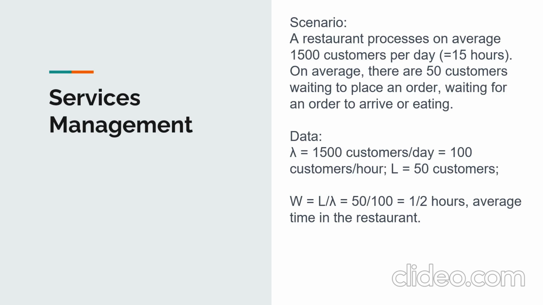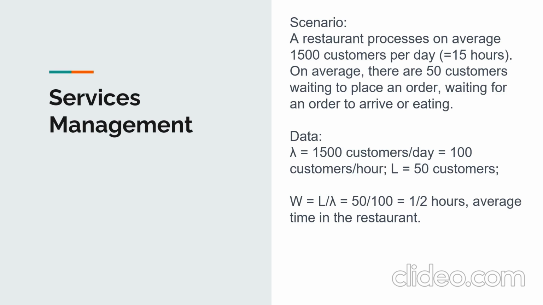A thought to ponder upon: does the duration of shift matter to us? Yes, it does, because we are concerned about the rate per hour, not the rate per day. So our lambda is 1500 customers per day, which is divided by 15 hours per day and gives the lambda as 100 customers per hour. L, which is the number of items in the queue, is given as 50.